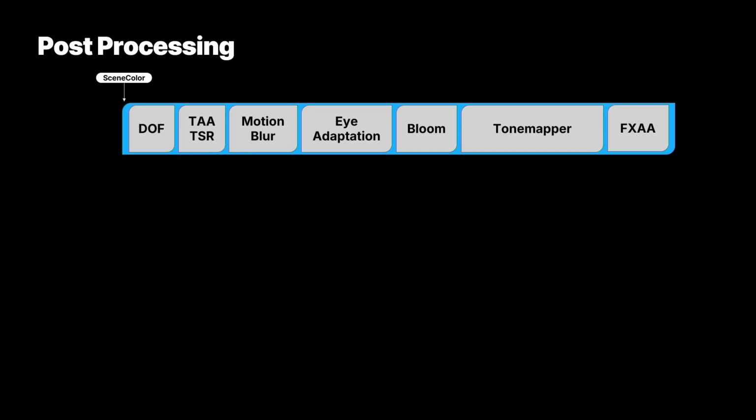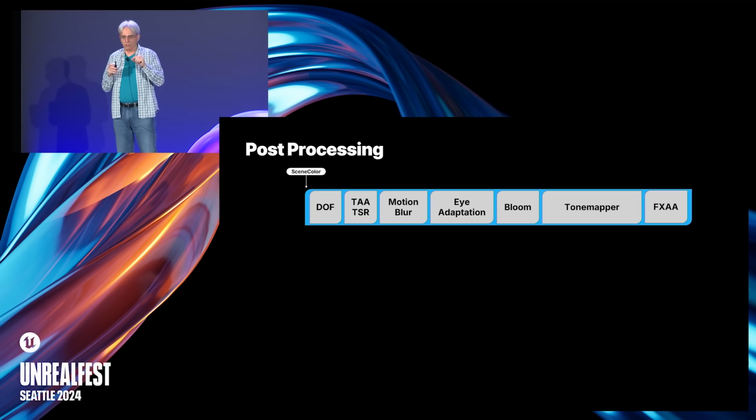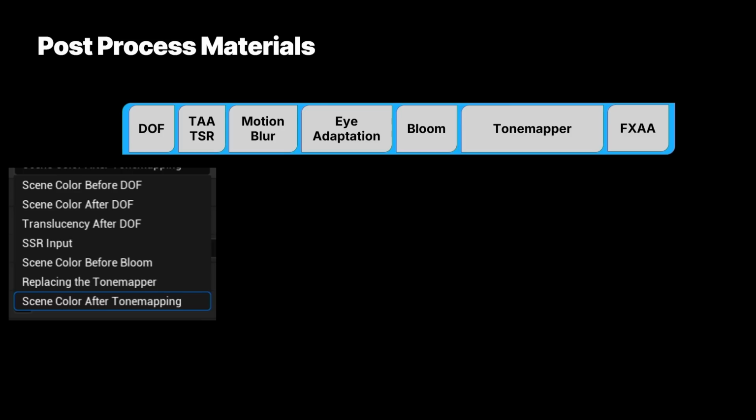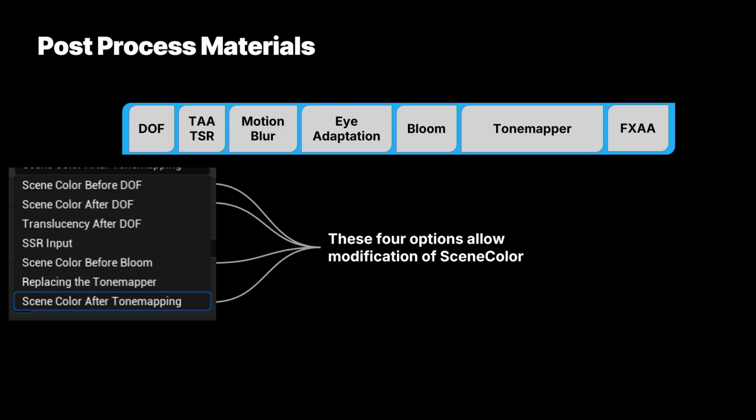Now, we're going to get into more of the color operations or the color transforms that the engine does, but let's look where you have some control. And the way that you do that is that you have post-process materials. Here's a list of what they can be. They can be at a number of different places, and these four are the ones that modify scene color, because remember, it's moving across as we go from step to step to step.